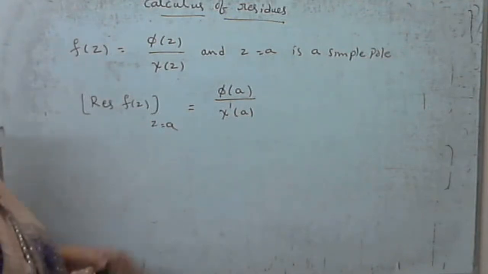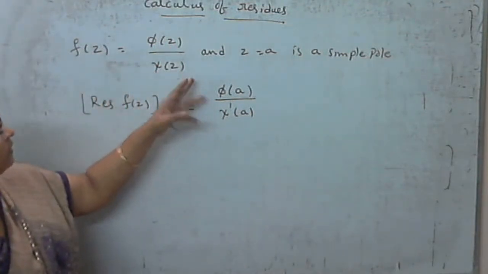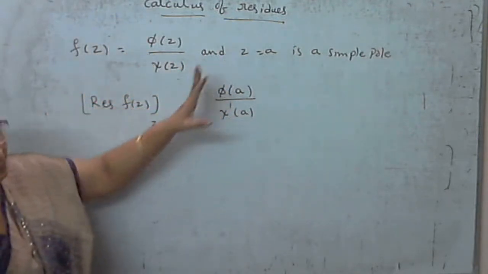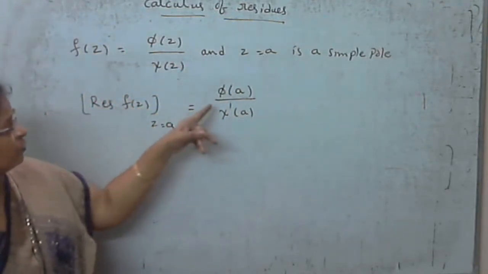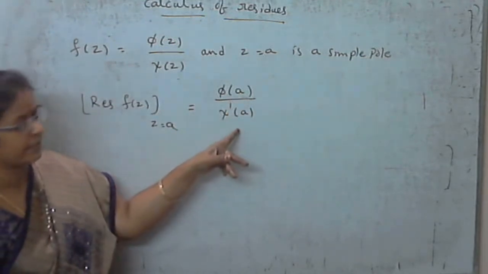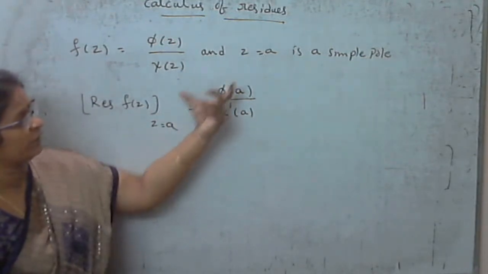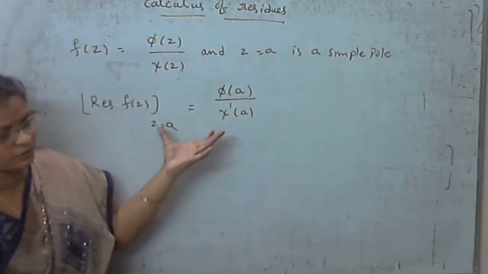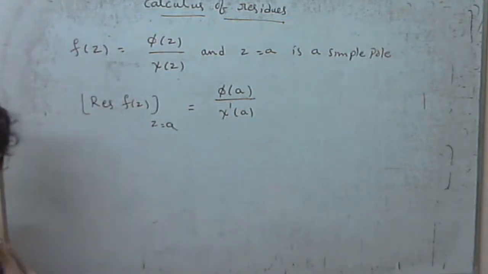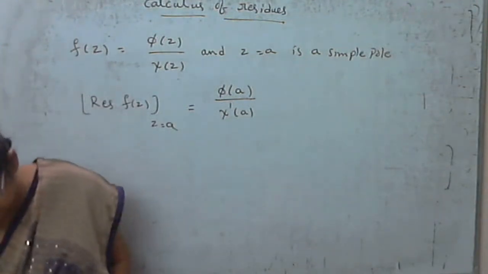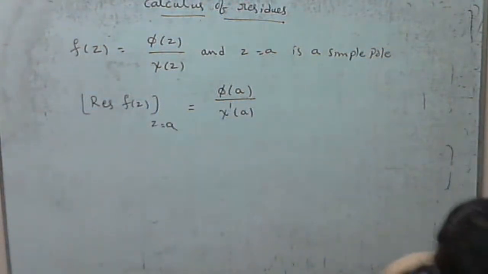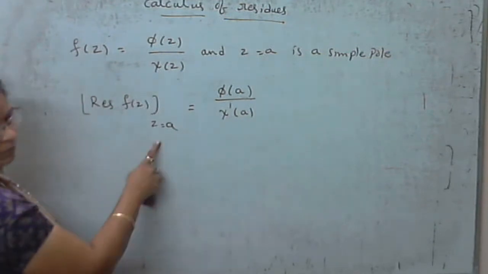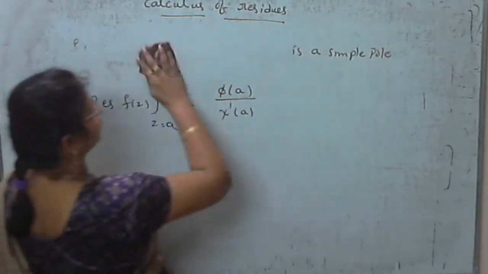So, if f of z is of the form pi of z by psi of z, that means numerator is pi of z and denominator is psi of z, and z equal to a is a simple pole, then you can find the residue using this formula also. Pi of a by psi dash a. But this formula is applied only for simple poles, not for order m. Now, let us go for an example. If z equal to a is a simple pole, then you can use this formula also to find the residue.